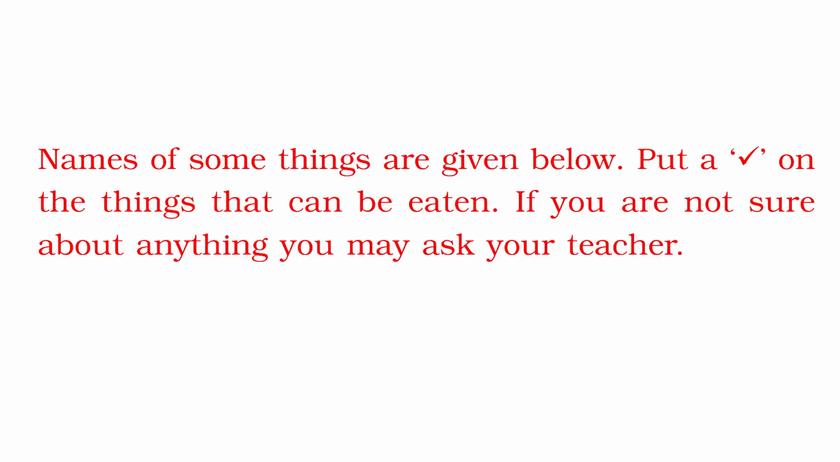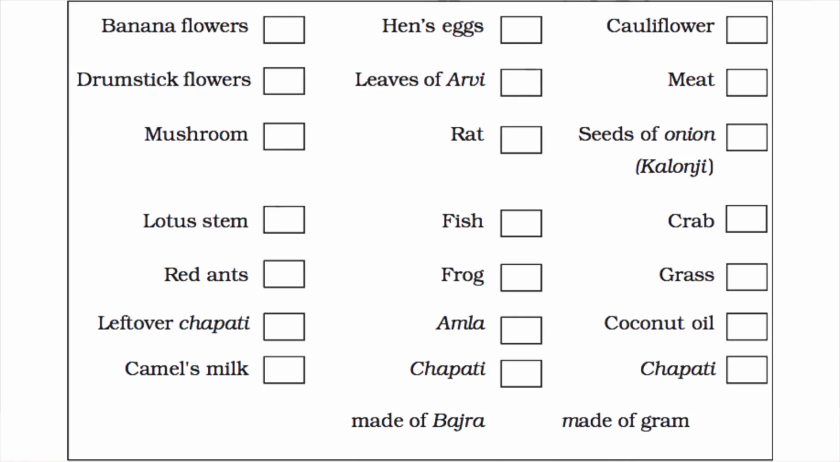Now, names of some things are given below. Put a tick mark on the things that can be eaten. If you are not sure about anything, you may ask your teacher or your parents. So students, I will help you with the first few options. For example, banana flowers. We don't eat that, so we will not put a tick there. But cauliflower, some of you like to eat cauliflower and certainly most people eat cauliflower. So we will tick on that. Also, there is the option of seeds of kalonji, fish, crab, frog, etc. Try to fill this list with the help of your parents and teachers at home.